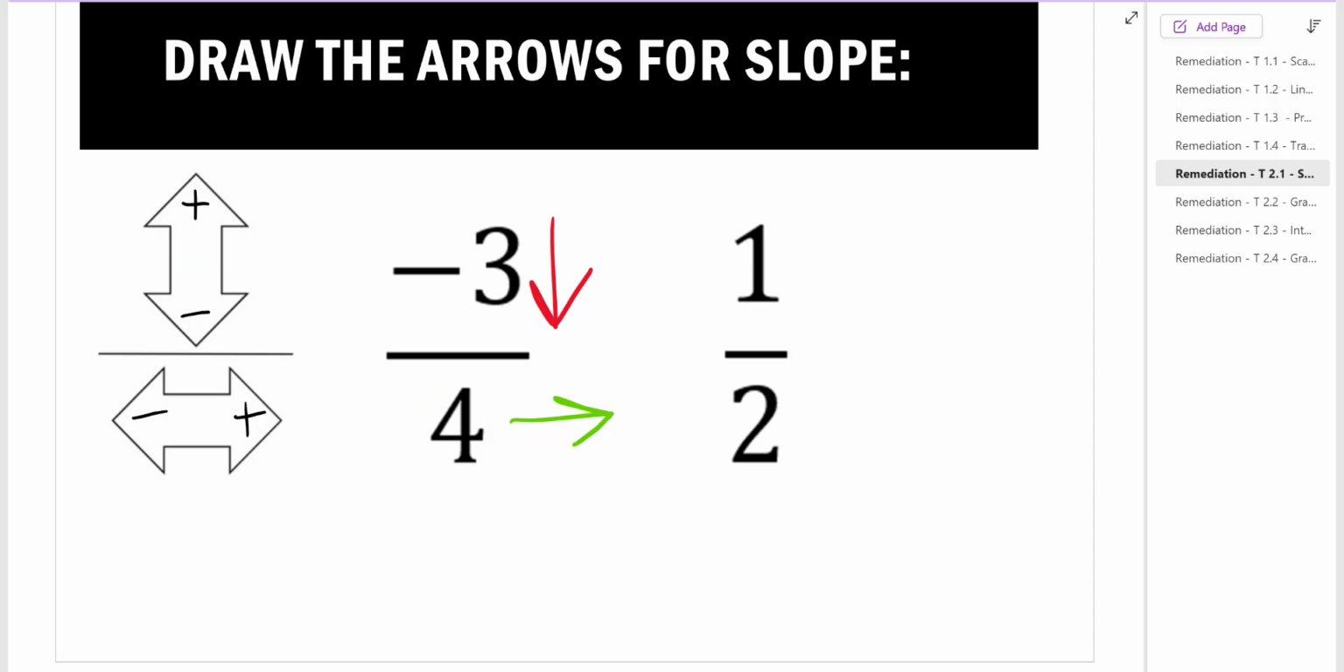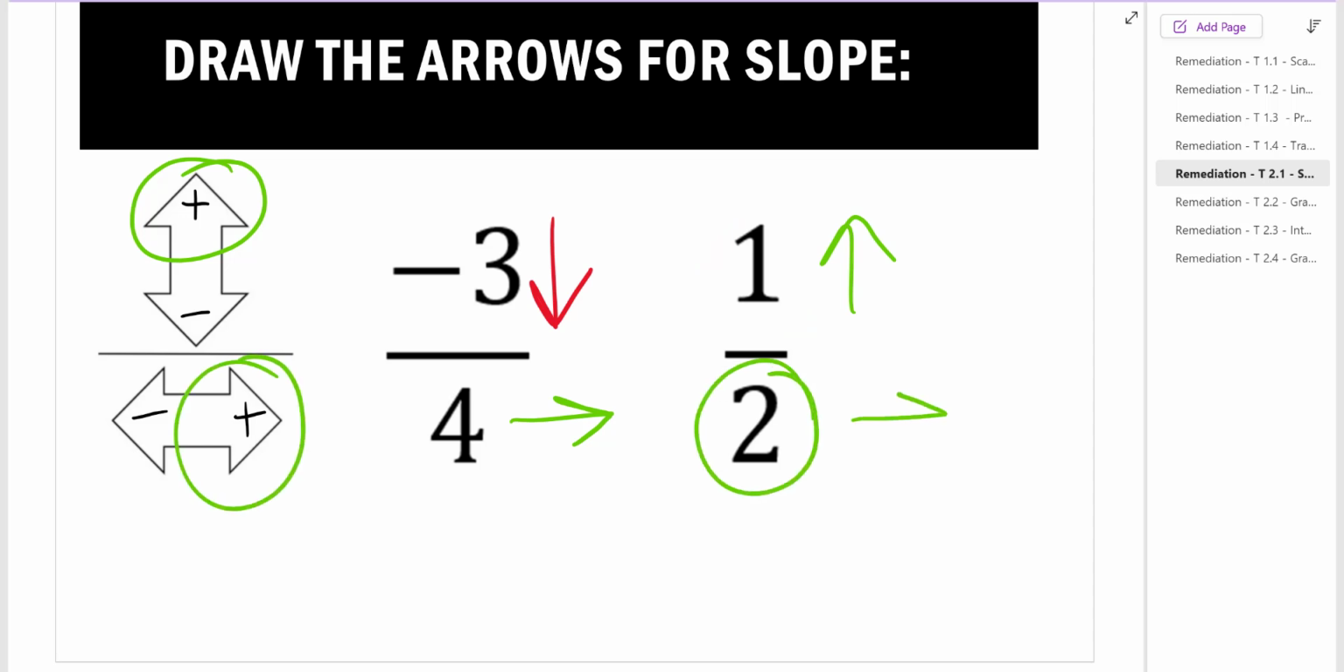All right, now for 1/2. 1 is positive, so that means it's going to go up. 2 is positive, so it's going to go to the right. And that's the answer.